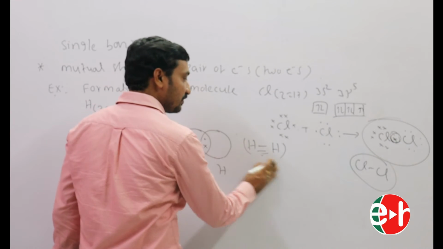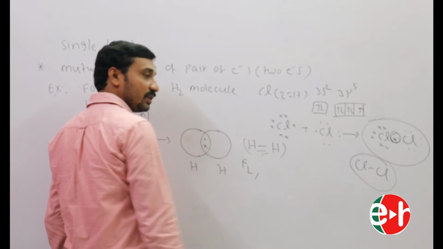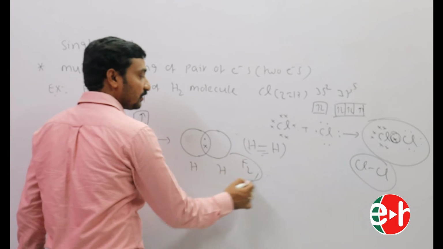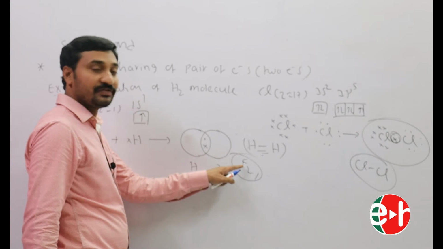Next, in the formation of F2 also, one pair of electrons is shared. The single bond is present between F and F.